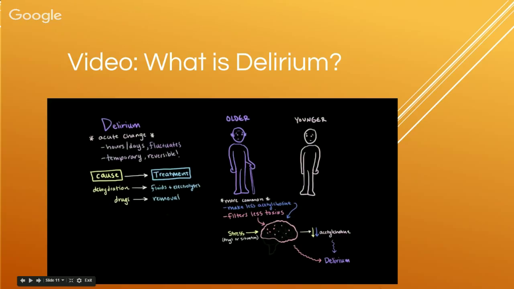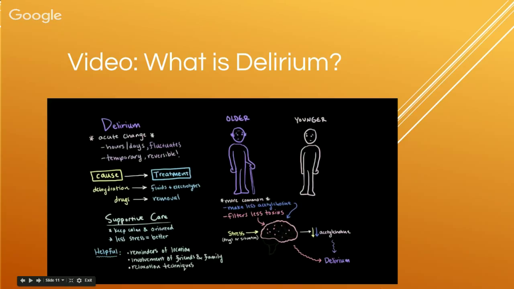Oftentimes, it's important to provide supportive care for the patient if they're susceptible to cases of delirium, or during their recovery from delirium. Keeping patients calm and oriented with their surroundings is very important. The less stressful, the better. Things that are helpful are regular verbal reminders of their location and what's going on, involvement of family members, use of relaxation techniques, and making sure that they're given proper nutrients and fluids.